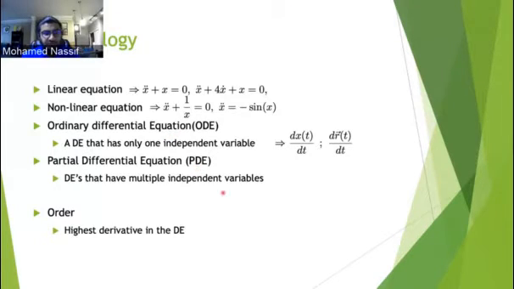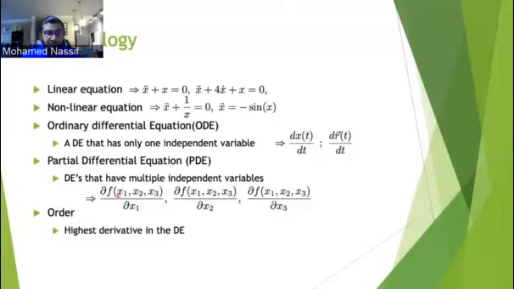Partial differential equations have multiple independent variables. So if you have a function that is dependent on x1, x2, x3, and you're taking the derivative with respect to x1, that's represented by a partial derivative symbol. Same thing with x2 and x3. In the case of R, it would be with respect to x, y, or z, because that's what the position variables are.